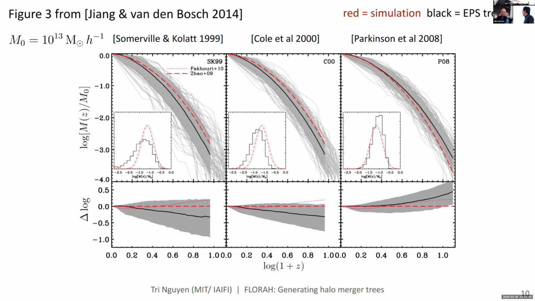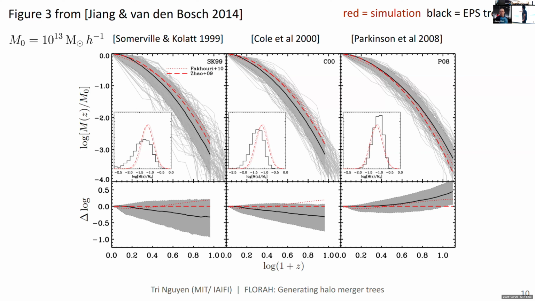And here I'm showing an example of extended Press-Schechter mass assembly history compared to N-body simulations, with the y-axis being the mass, normalized by the root mass, and the x-axis being the redshift. The top panel is just showing the evolution of this mass, while the bottom panel shows the comparison between the extended Press-Schechter trees and the simulations. And these are three different techniques. And as you can see, they cannot really capture the mass assembly history perfectly.